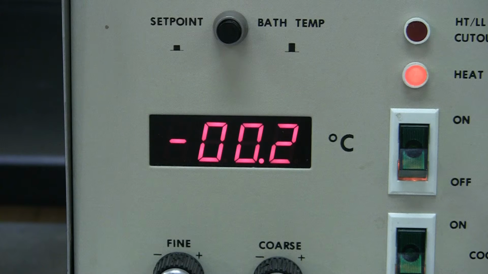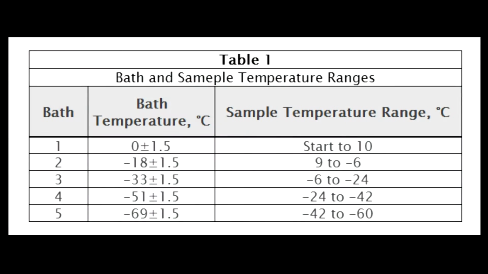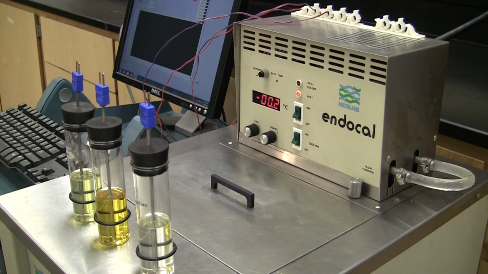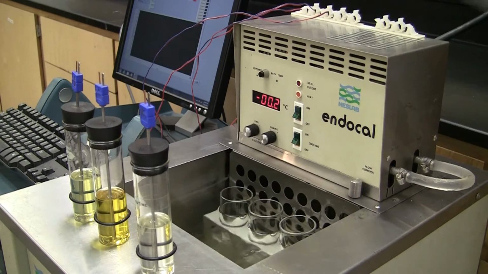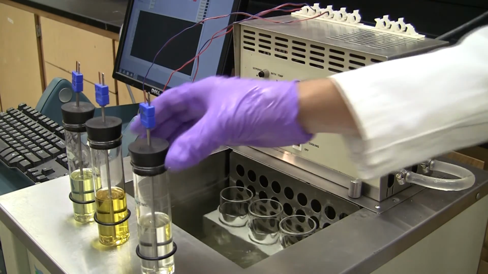Maintain the temperature of the cooling bath at 0 plus or minus 1.5 degrees centigrade. This table shows bath and sample temperature ranges. Insert the test jar into the jacket. Never place a jar directly into the cooling medium.